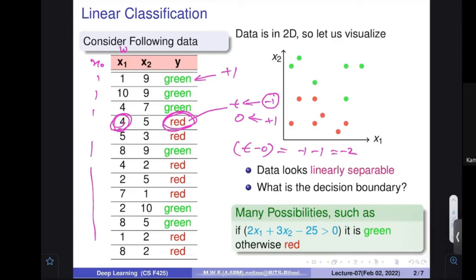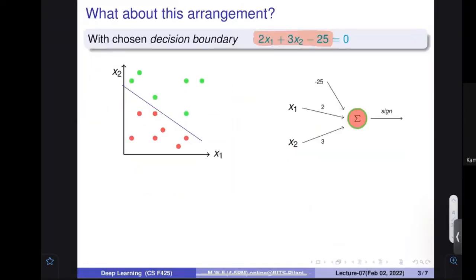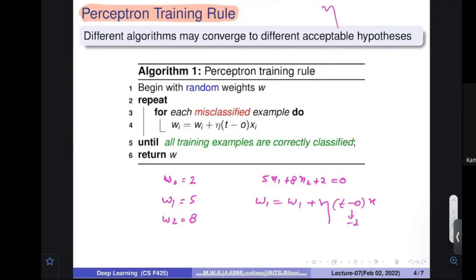If I was modifying w1, at that time I would use this particular value: 4 multiplied by 2 multiplied by eta, and I use this particular value. Eta is equal to 0.1, for example, t minus 1 is minus 2, and this x was 4. Let's assume that I'm updating w1, and w1 is equal to 5. So 5 plus this particular thing gives me the new value of w.